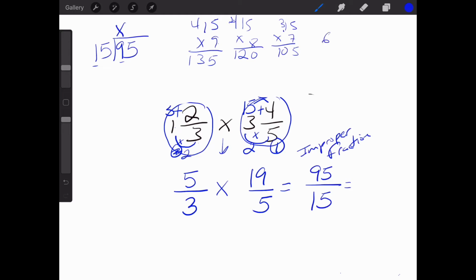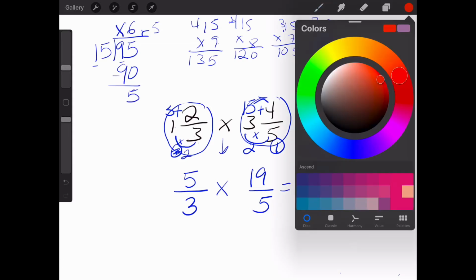So you go to 6. Okay. 6 times 5 is 30. Regroup 3. 6 times 1 is 6, plus 3 is 90. And 90 fits under 95. So I'm going to put the 6 here, and then 90 underneath here. 5 minus 0 is 5. You get remainder 5. All right, great.